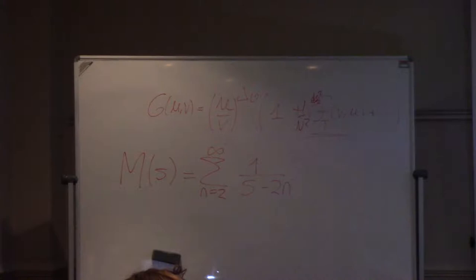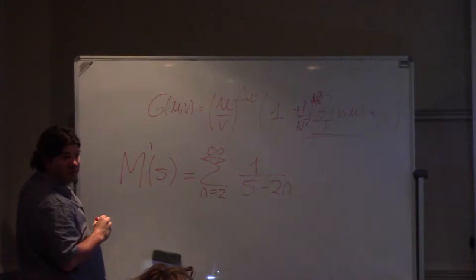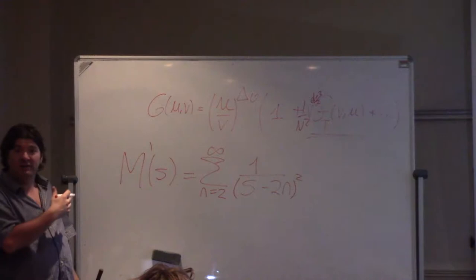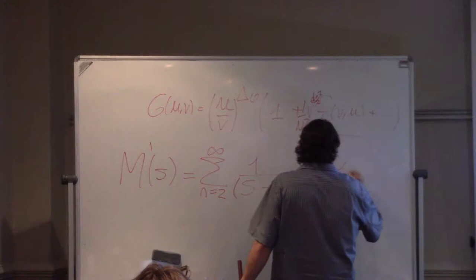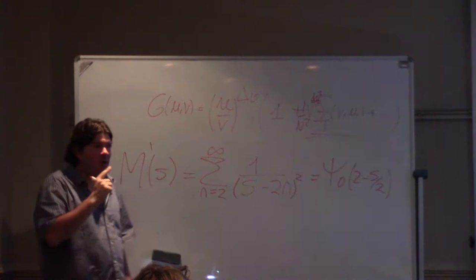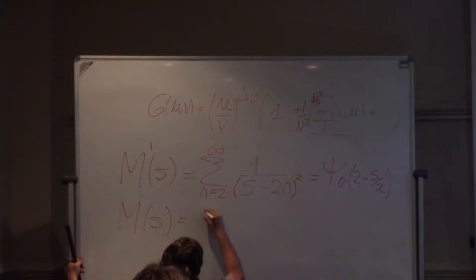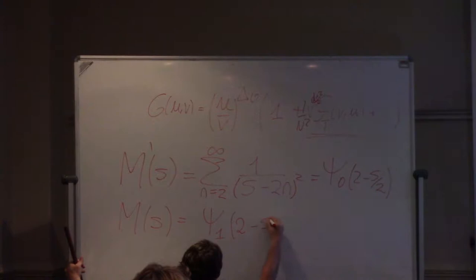Now, of course, this sum is a divergent sum, and you need to do something to regularize it. You could do different things. Something that you could do is take the derivative of this with respect to s. If you take a derivative with respect to s, you will have a square, and the sum is now convergent. This sum is called the polygamma function, psi 1 of (2 minus s)/2, I am told. And now, once you do this, you can integrate, and then you say that M of s is basically psi 1 of (2 minus s)/2.